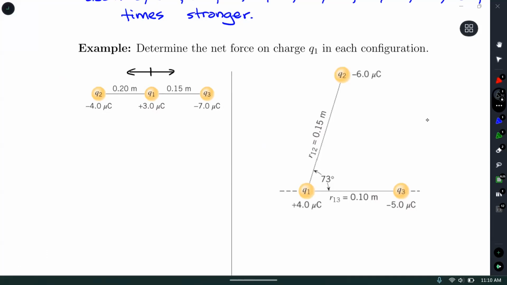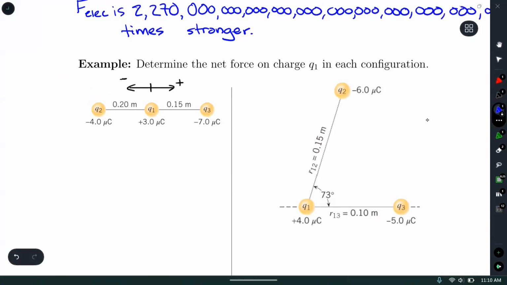They add as vectors. Okay, so I'm going to call to the right the positive and to the left the negative direction. I'm asked to find the net force on charge Q1. So I need to consider the force charge Q2 exerts on it and charge Q3. Which way will the force charge Q2 exerts be directed?